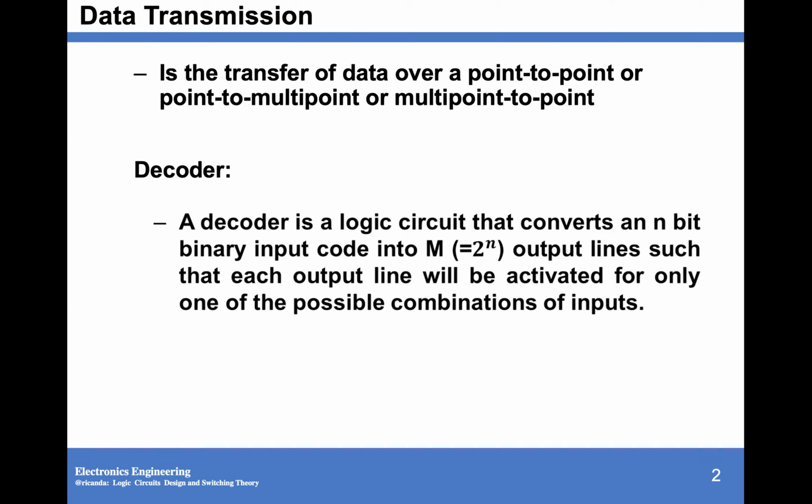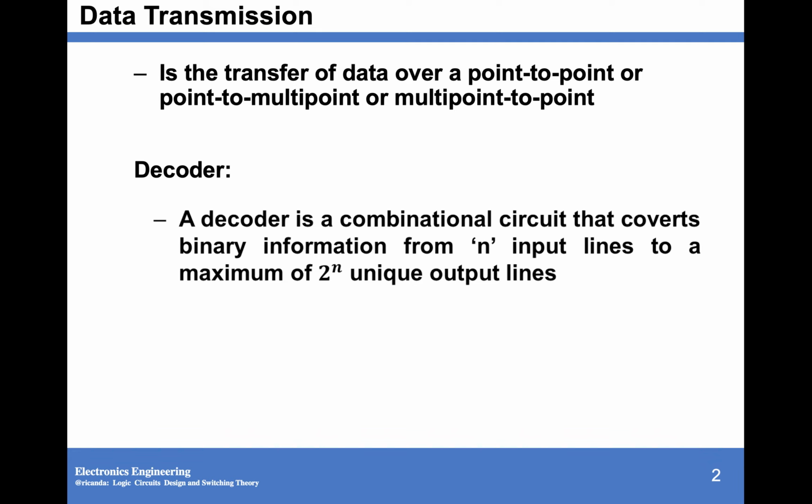First is a decoder. It is a logic circuit that converts an n-bit binary input code into a maximum of 2 to the n outputs, such that each output line will be activated for only one of the possible combinations of inputs. So that is a decoder.